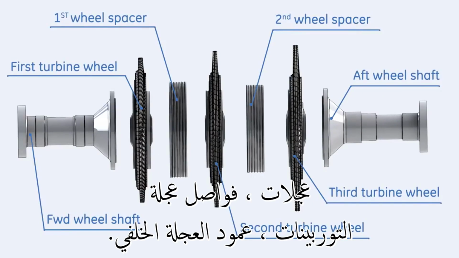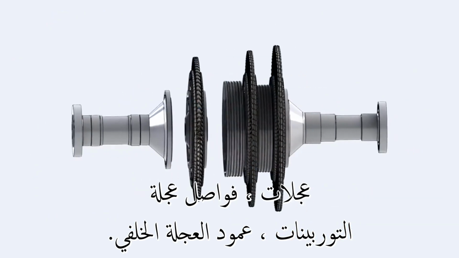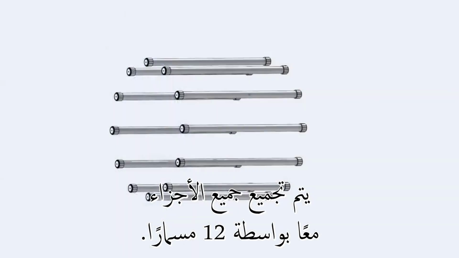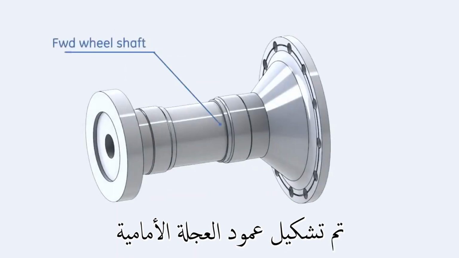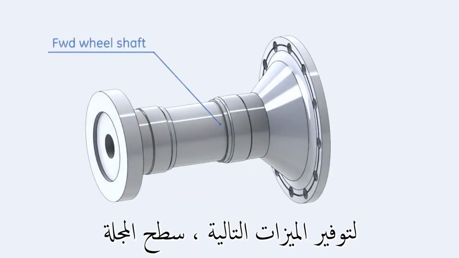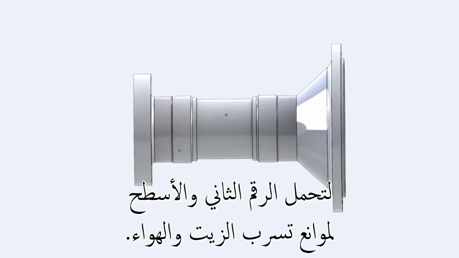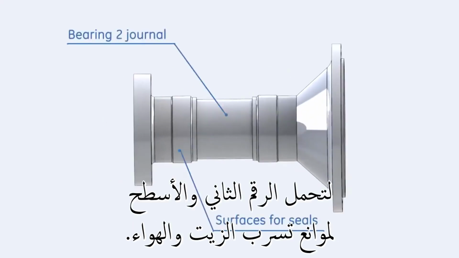The turbine rotor consists of the forward wheel shaft, first, second, and third stage turbine wheels, 2 turbine wheel spacers, and the aft wheel shaft. All parts are assembled together by 12 studs. The forward wheel shaft is machined to provide the following features: journal surface for bearing number 2, and surfaces for oil and air seals.